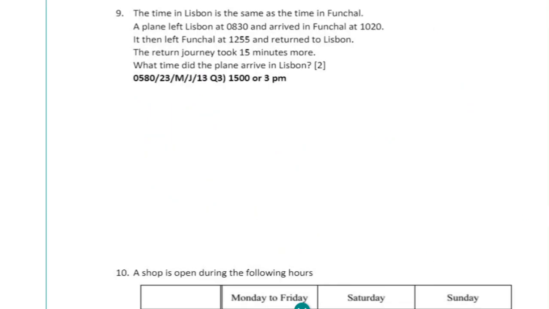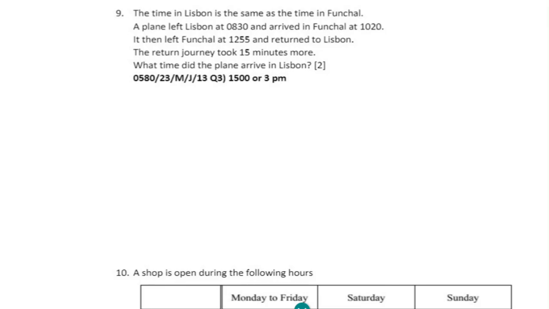Question number 9. The time in Lisbon is the same as the time in Funchal. A plane left Lisbon at 0830 and arrived in Funchal at 10:20. It then left Funchal at 12:55 and returned to Lisbon. The return journey took 15 minutes more. What time did the plane arrive in Lisbon?